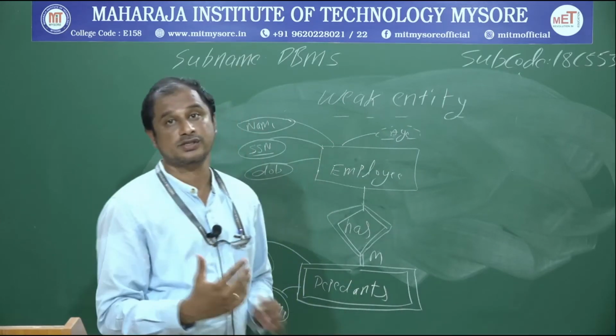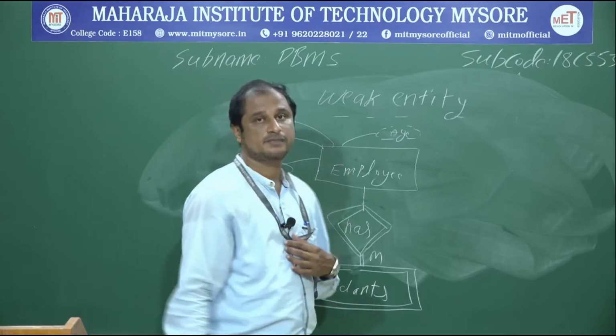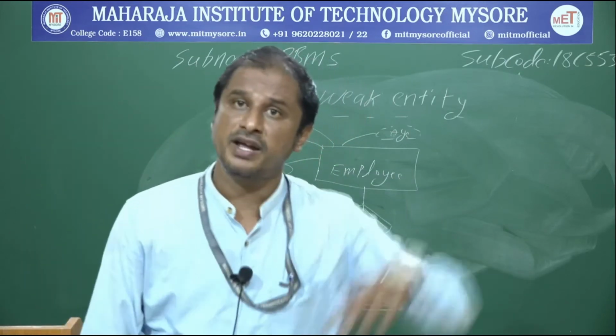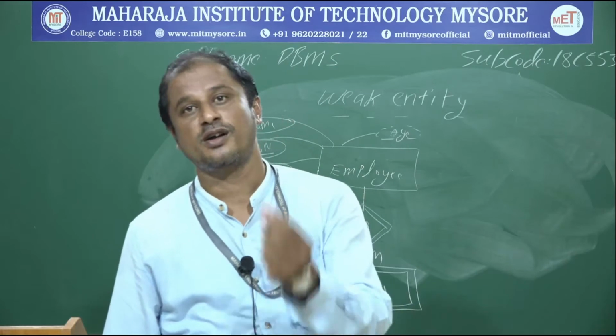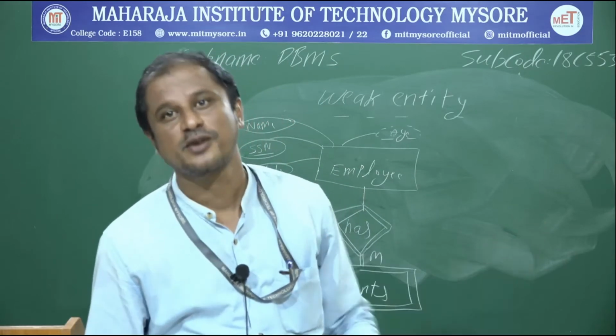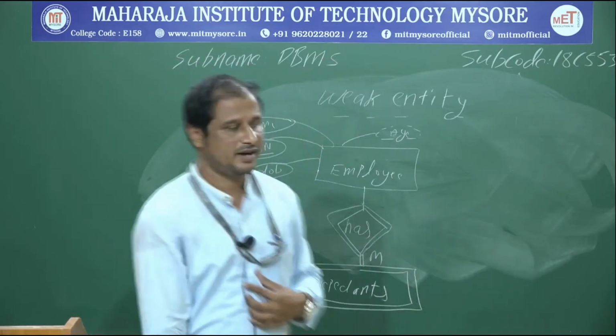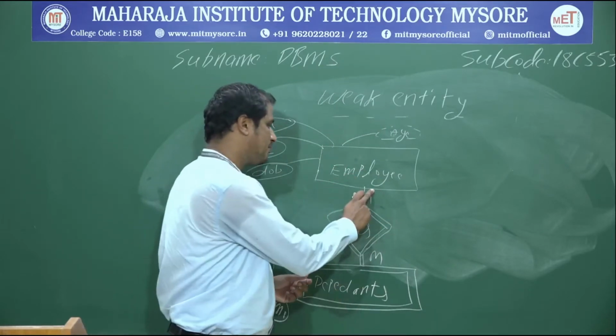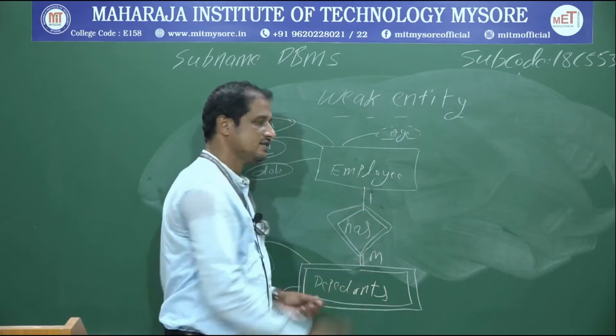Like this it goes. Like this the weak entity is called. So it always depends on a strong entity. Something completely identified by a strong entity is called a weak entity. This is the best example: there is one employee, many dependents.